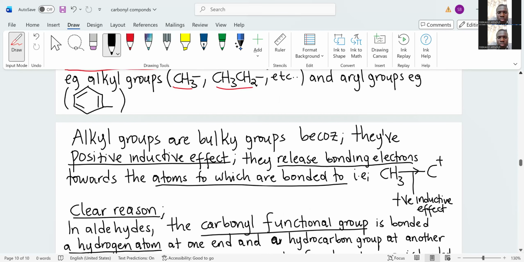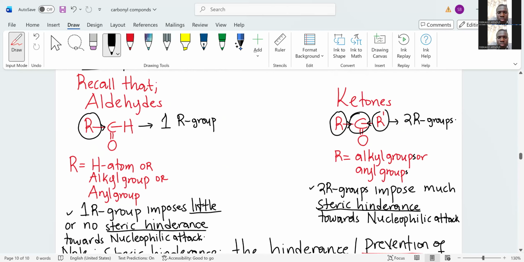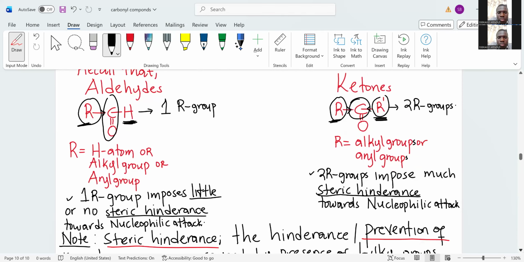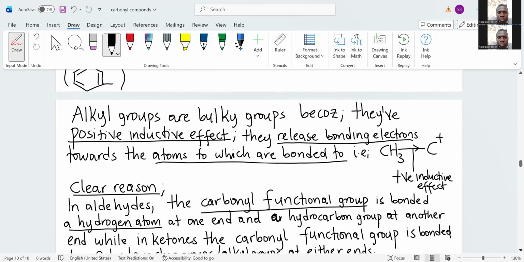In aldehydes, the carbonyl functional group is bonded to a hydrogen atom at one end and an alkyl group at the other end. However, for ketones, the carbonyl carbon is bonded to two alkyl groups or hydrocarbonic groups at either end. That's what I'm saying here.